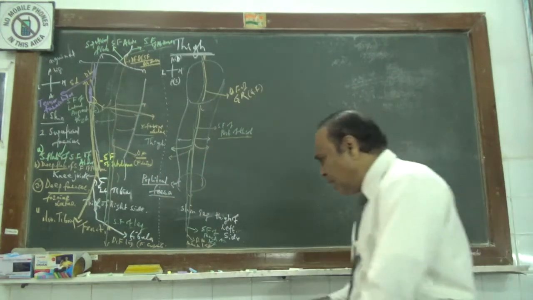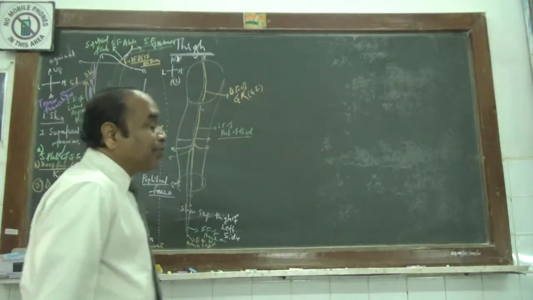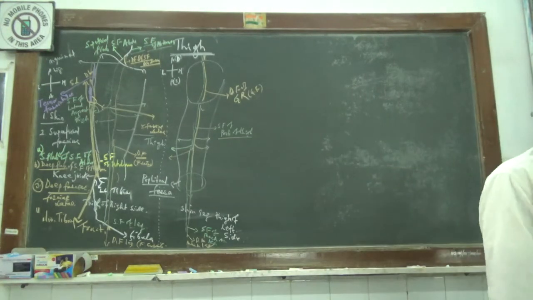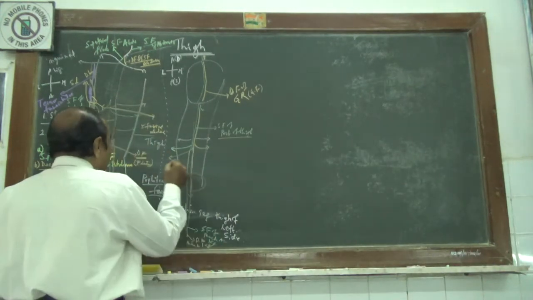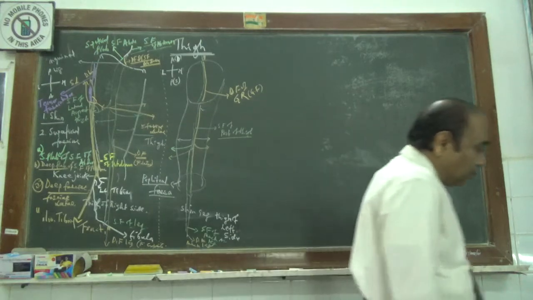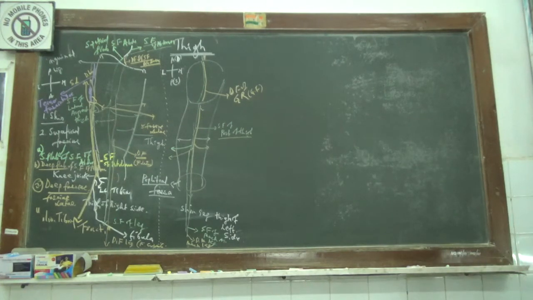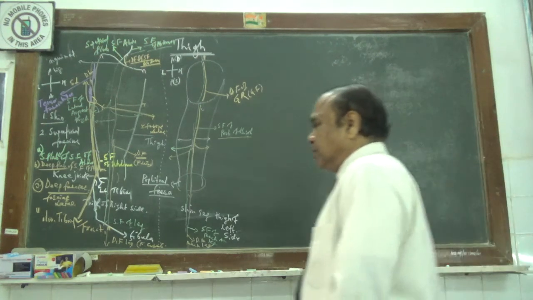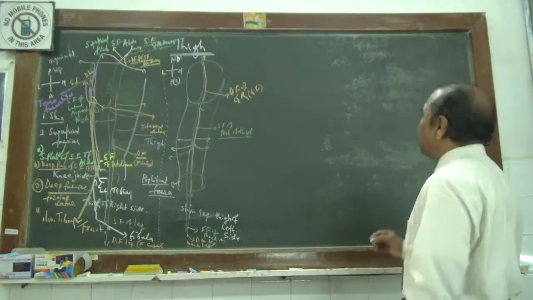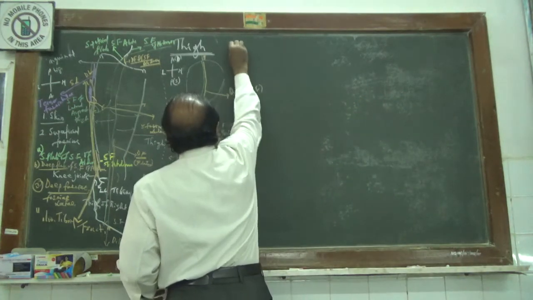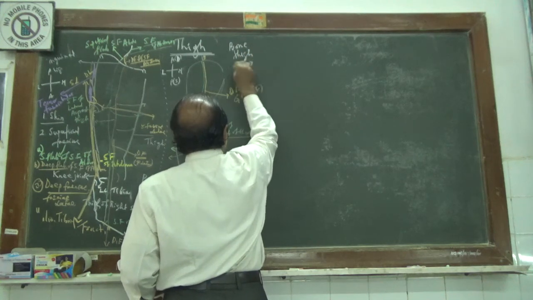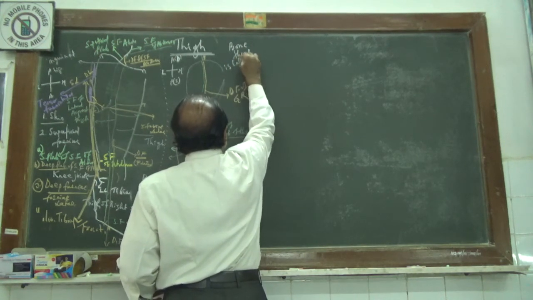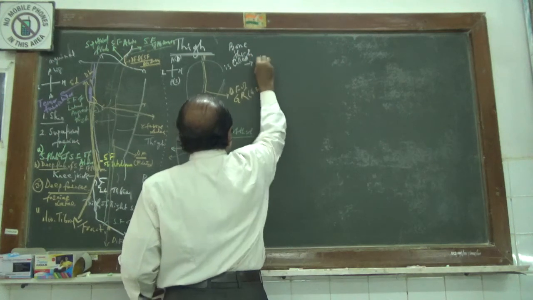Now, the question is: does this deep fascia continue further or not? Yes, it continues to run. Where does it have to run? In order to understand that, you should know one important thing. The bone of the thigh is called the femur.